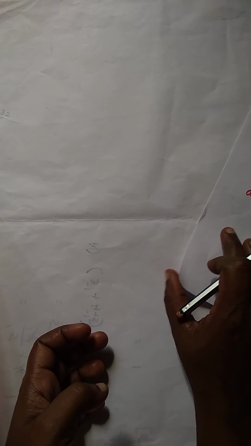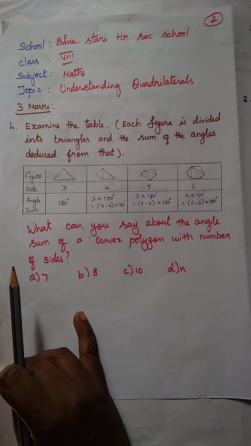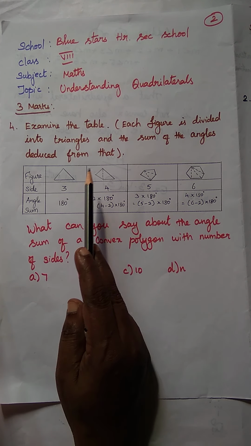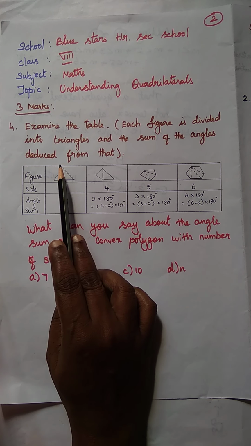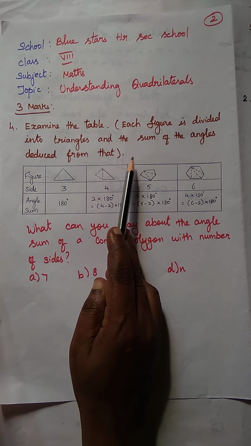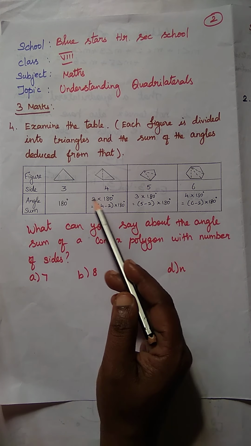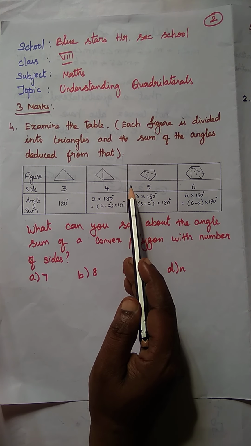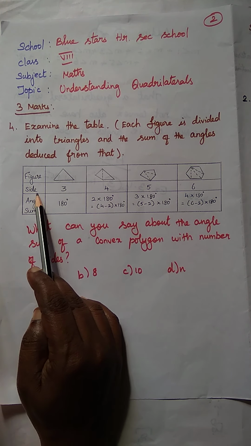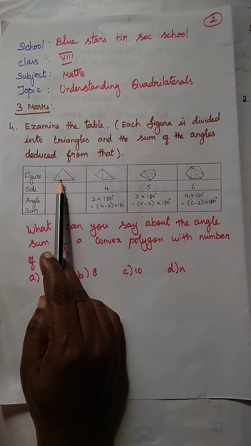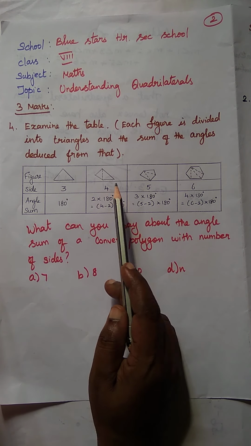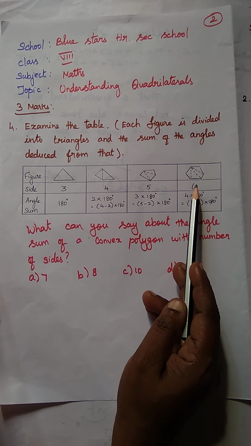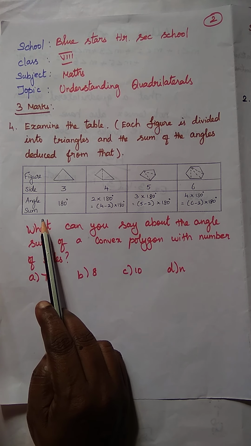Now we will see the next questions in that exercise. The question is: examine the table. Each figure is divided into triangles and the sum of the angles is deduced from it. In the table, each figure is divided into triangles; they have divided the given figures themselves. The figures are given along with their sides. The first one is a triangle with 3 sides. The next one is a quadrilateral with 4 sides. Then the next diagram has 5 sides, and the next has 6 sides. Then the angle sum is given.